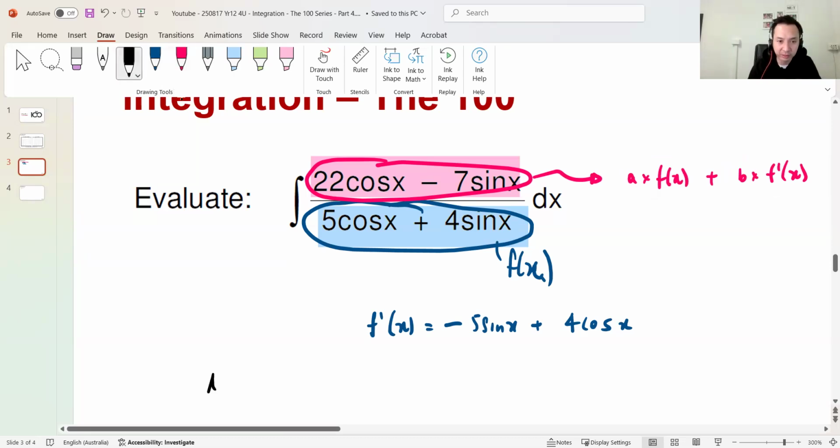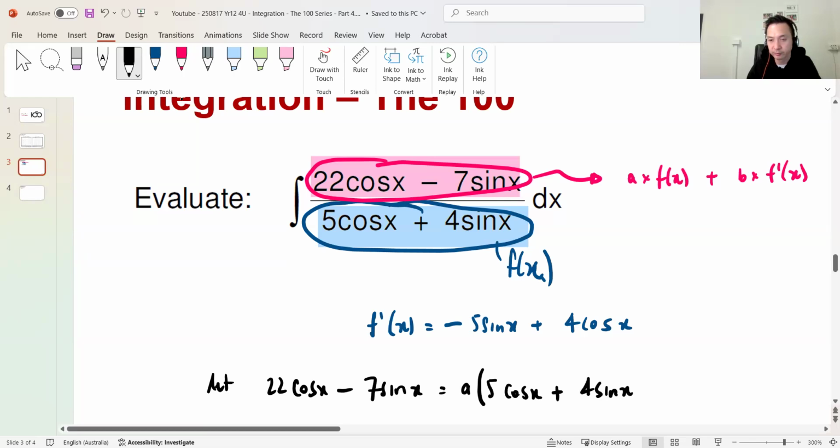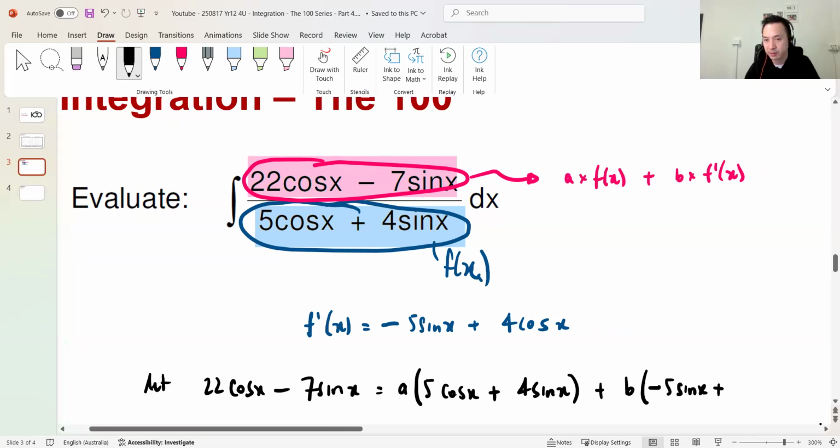I'm going to let 22 cos x minus 7 sine x equal A times the function itself downstairs plus B times the derivative, right? Because I'm trying to split the expression into two parts. Yeah, that works for this.